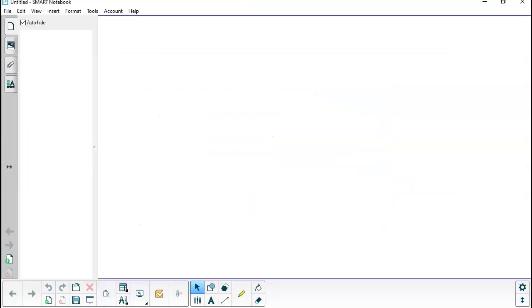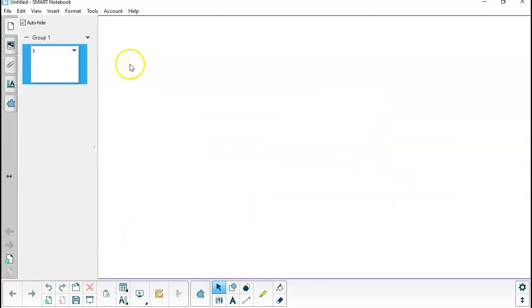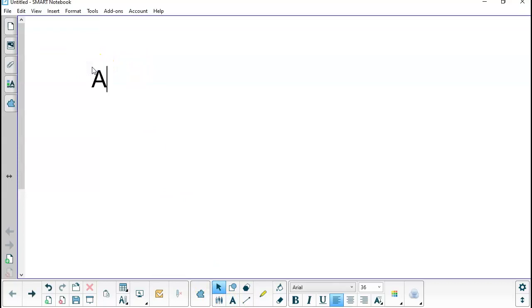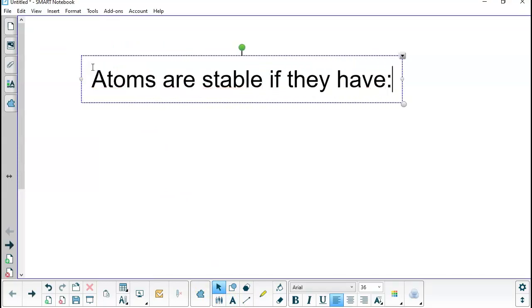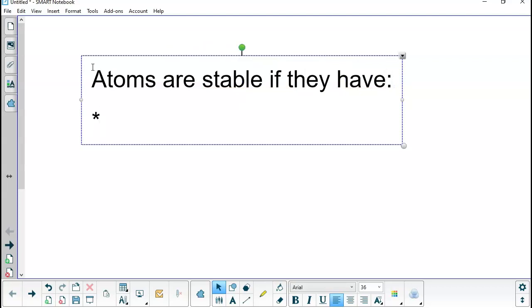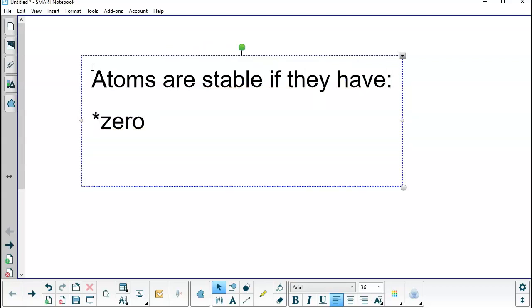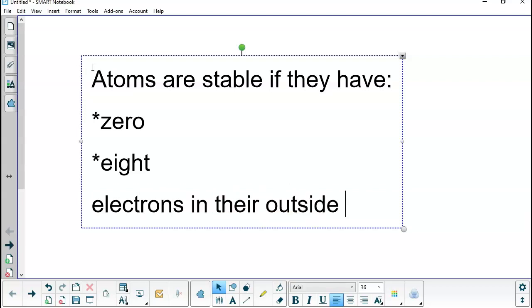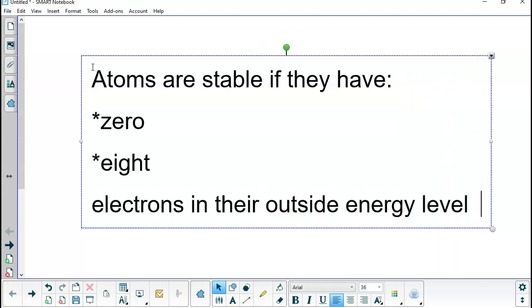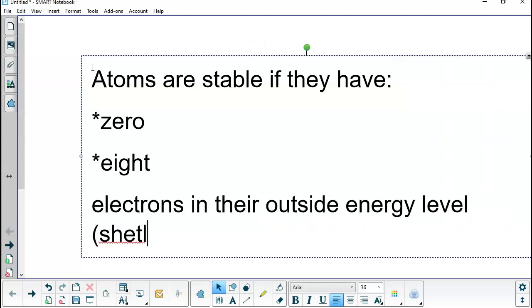So I'm going to type that up here. Atoms are stable if they have either 0 or 8 electrons in their outside energy level. And lots of times those energy levels are called shells.